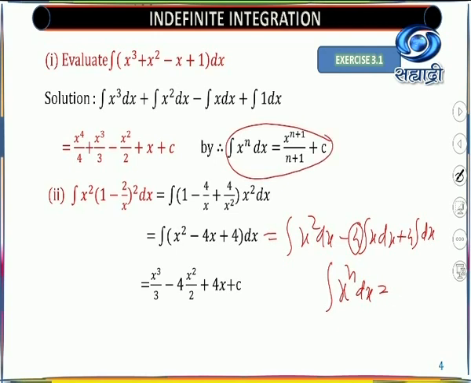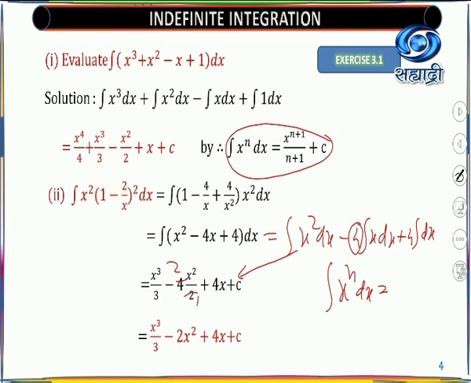By that formula you get x raised to n plus 1 upon n plus 1 plus constant of integration. So immediately you are able to write this step as x cube upon 3 minus 4 into x square upon 2 plus 4x plus constant of integration. These 2's are 4, so you will get your final answer as x cube upon 3 minus 2x square plus 4x plus constant of integration.